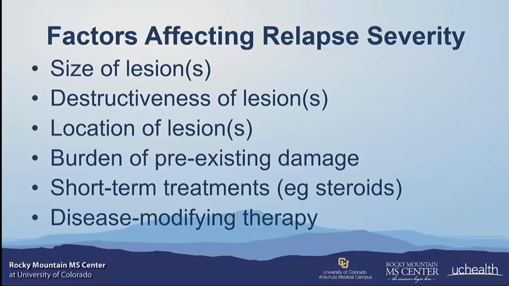Also, the burden of pre-existing damage. So this gets into the concept of neurological reserve. If you have the same type, same size, same destructiveness of a lesion in one person who has a greater pre-existing burden of disease compared to somebody else who has very minimal pre-existing disease, that person who has less pre-existing disease might be able to better withstand that particular insult and might not experience quite as severe symptoms as that person with a larger amount of pre-existing damage.